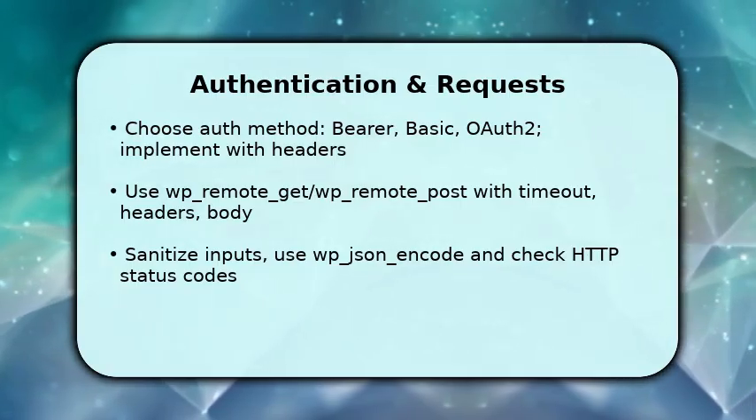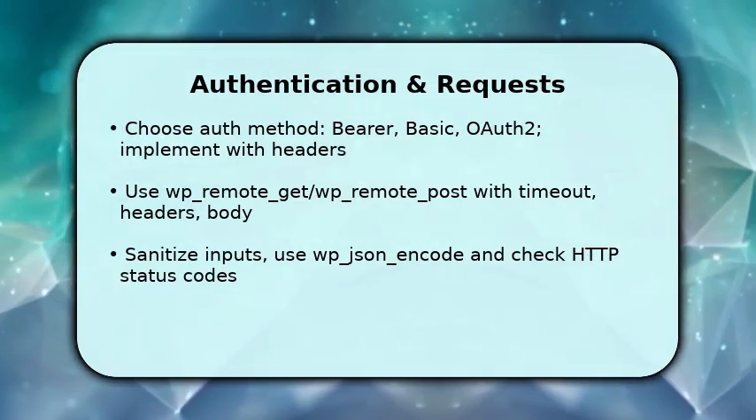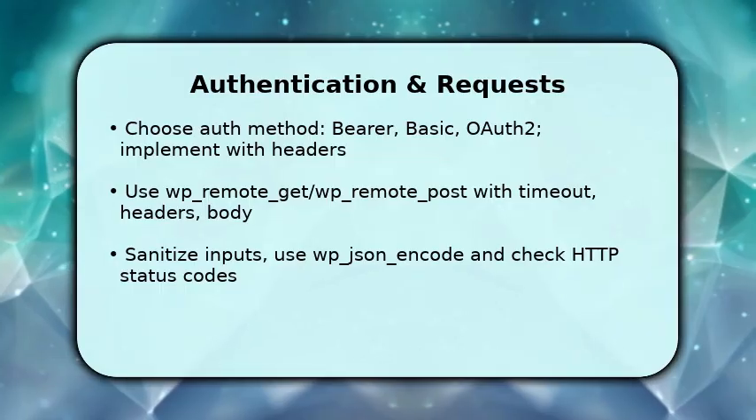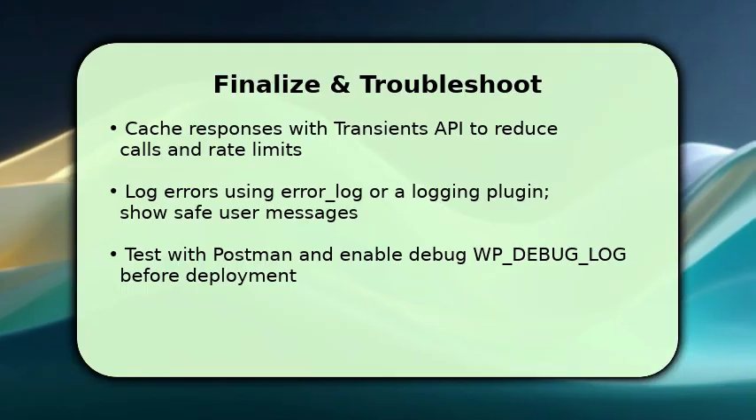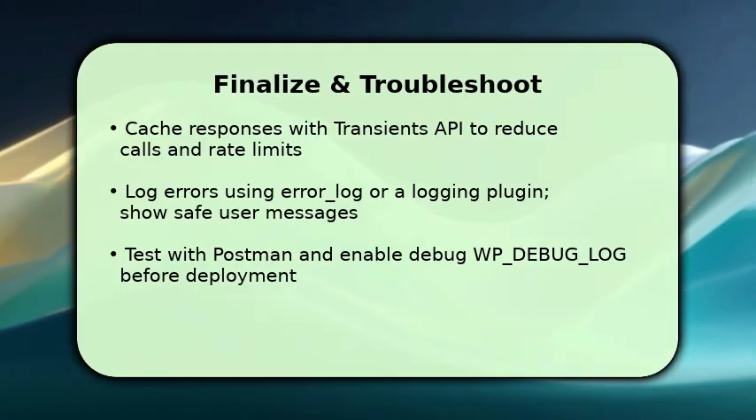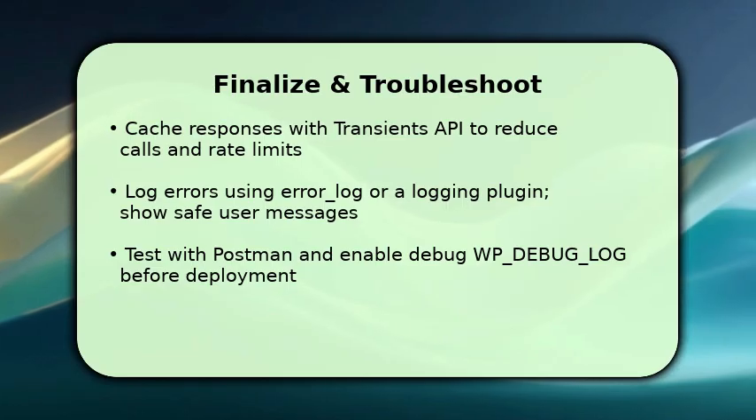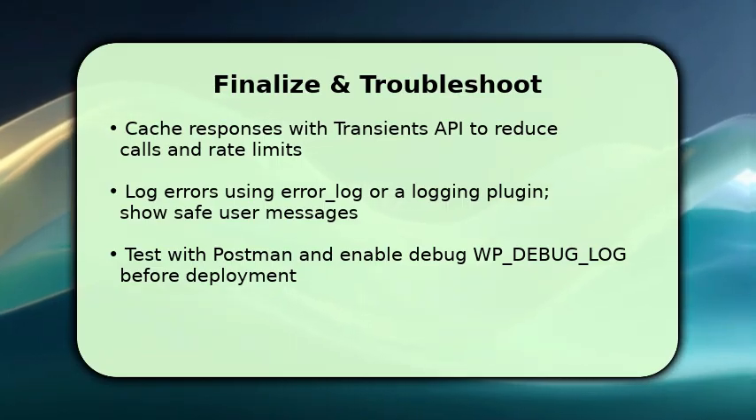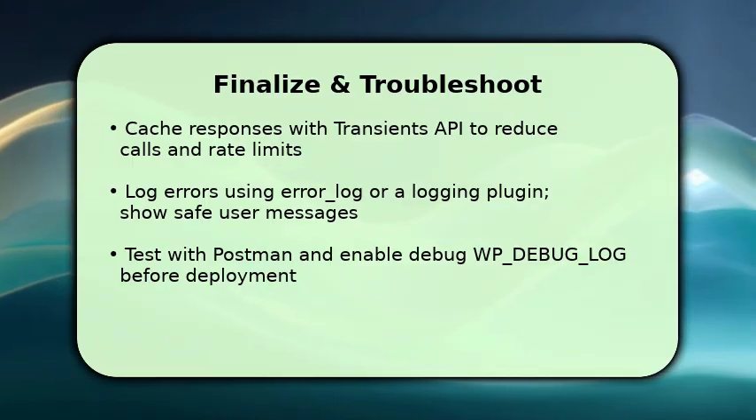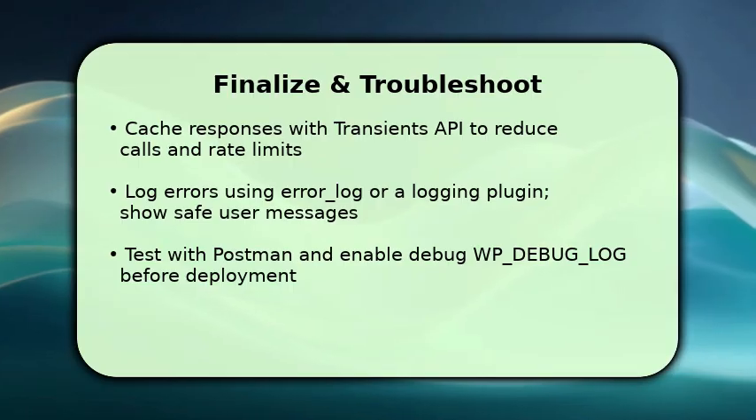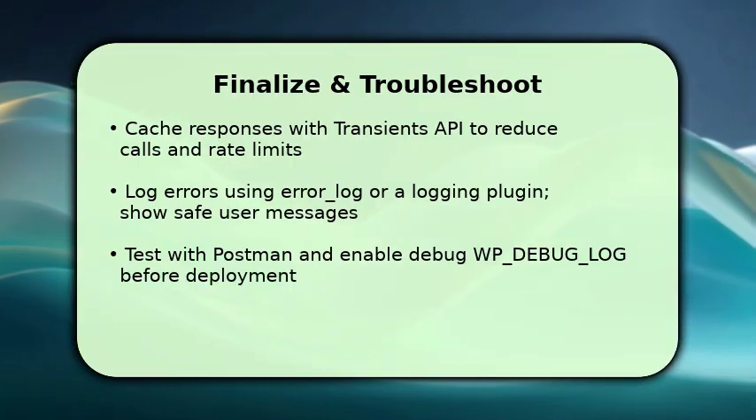Once you have a working call, wrap it in a shortcode or REST endpoint so you're finished by adding error handling, caching, and deployment checks. Use the transients API to cache responses and respect rate limits, and implement retries with exponential backoff for transient failures. Log detailed errors to WP debug log or a secure logging service, but show generic messages to users.